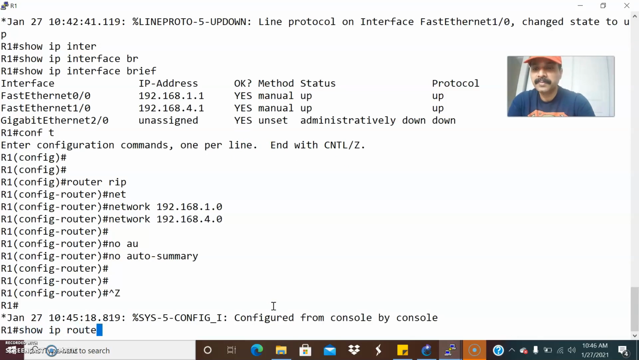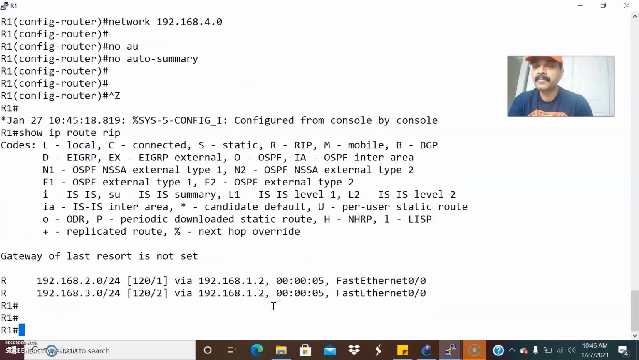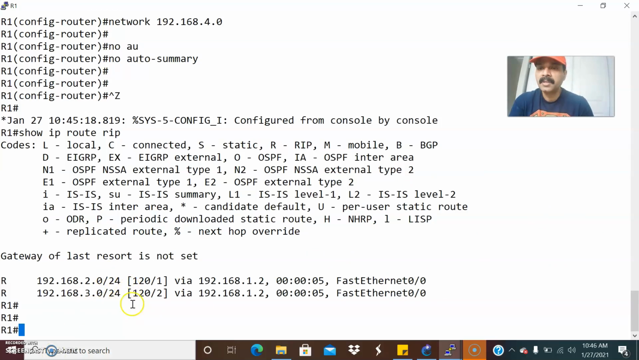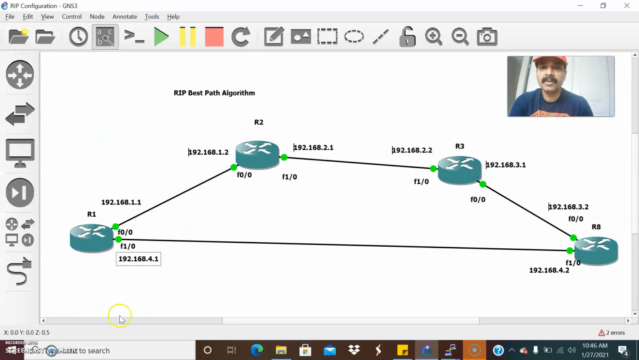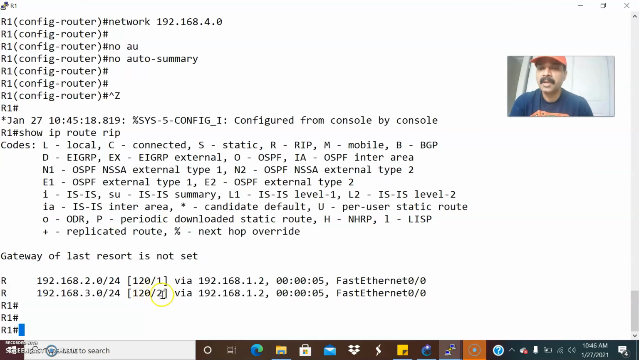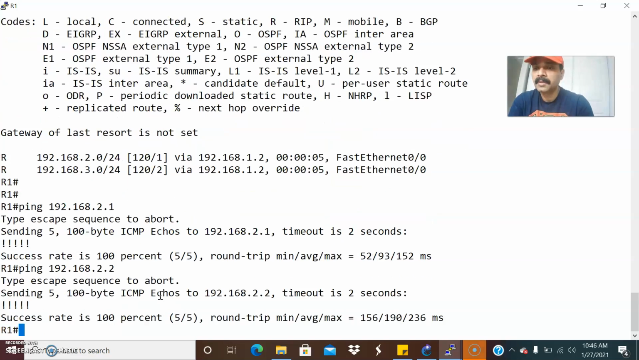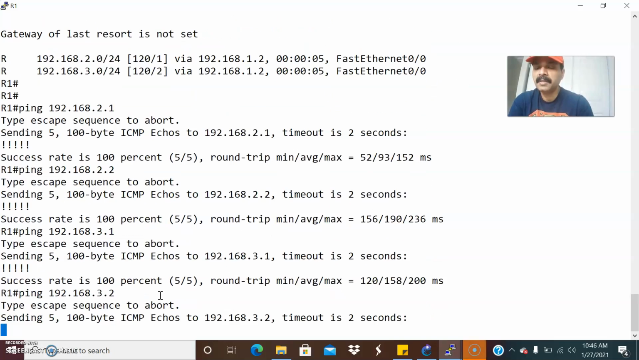Show IP route RIP. So it has two entries, right? The 2 and 3 networks. So it has these destination networks 2 and 3. So 2 is reachable via hop count 1 and 3 via 2. Administrative distance is 120 and this is a hop count of 2. So let us ping the interface 192.168.2.1, 2.2 and 3.1 I am able to reach, and 3.2.